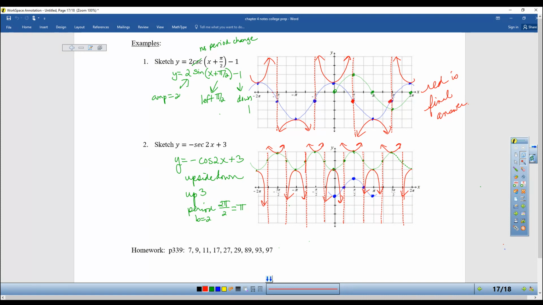All right, now you've learned how to graph tangent, cotangent, secant, and cosecant. Good job. Have a great day.